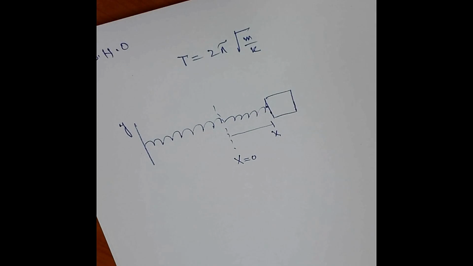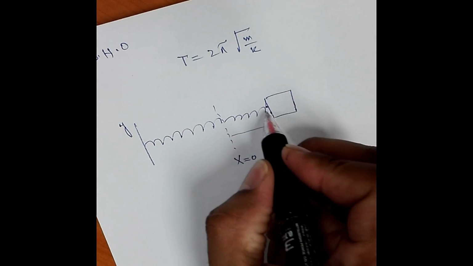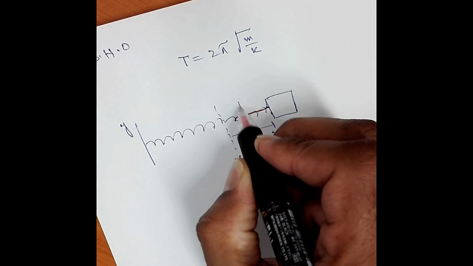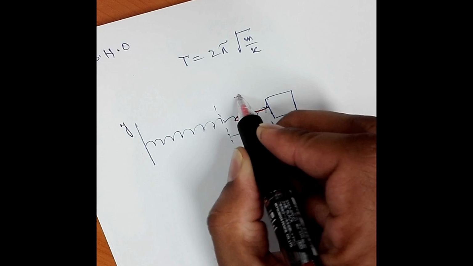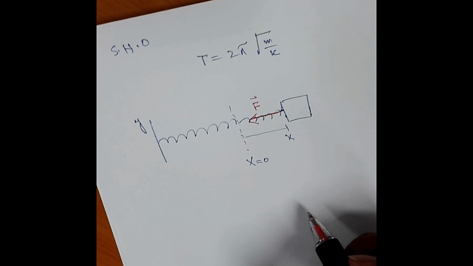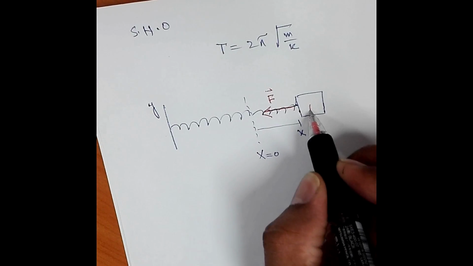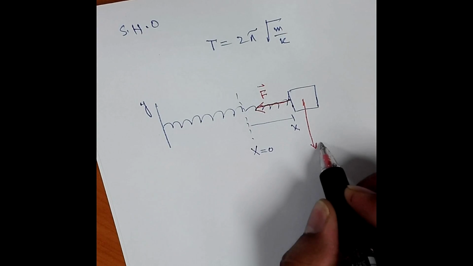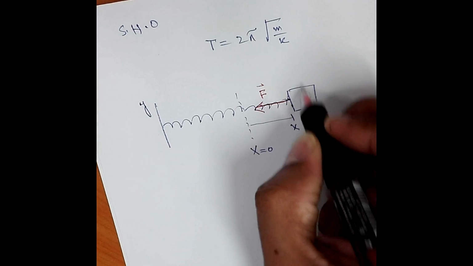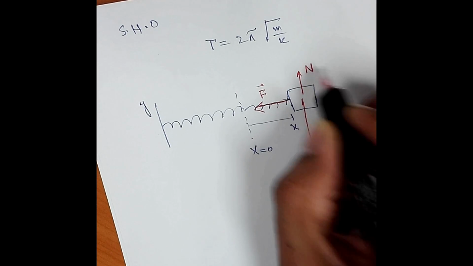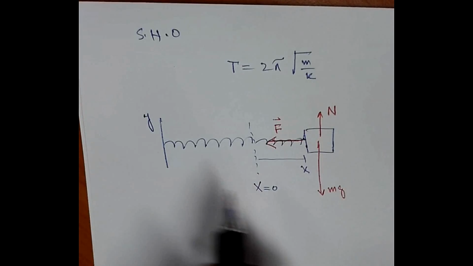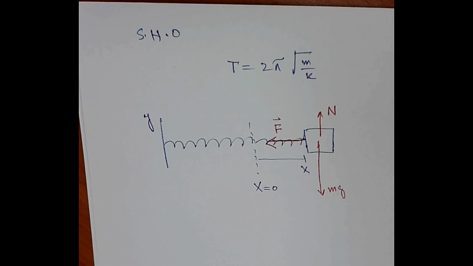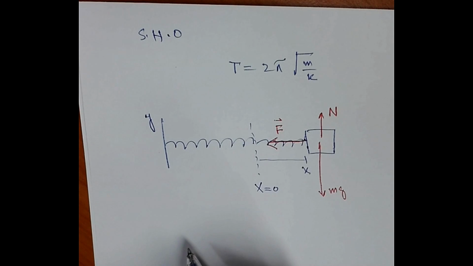so there is a restoring force. Maybe this color is prominent. So this force is actually the restoring force, and this downward, this is the mg because of the gravity, and this is N. So in y direction there is no acceleration, so we don't need to worry about the forces in the y direction.